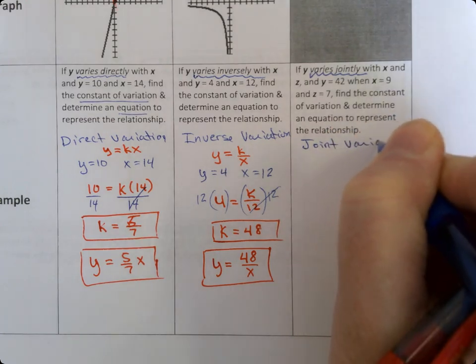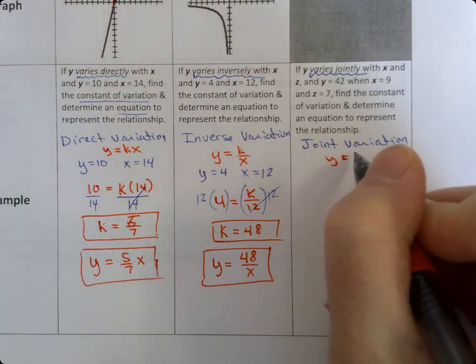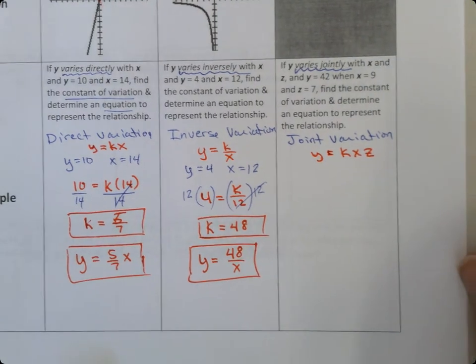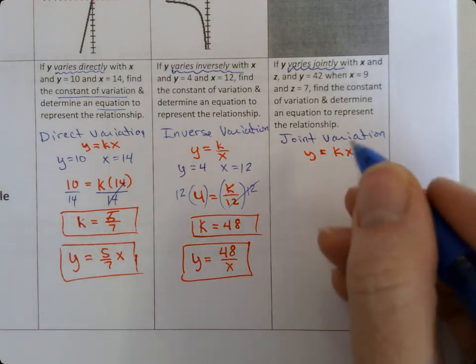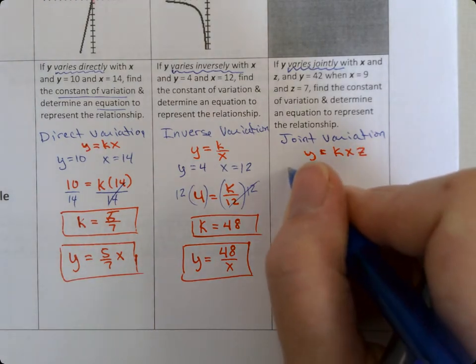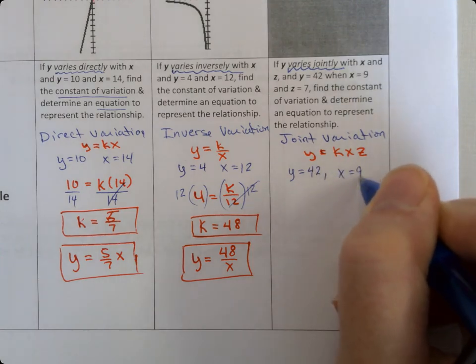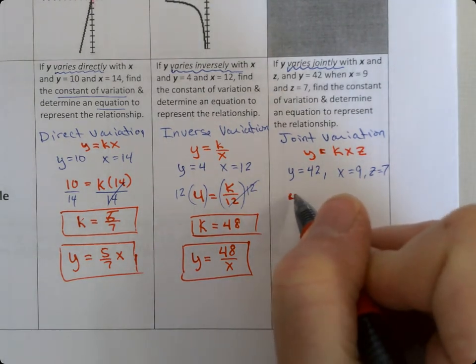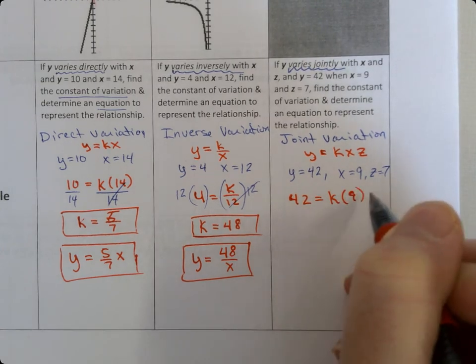This is what they look like. And the equation is y equals kxz. Now the order doesn't matter. It's just we normally write it with the k first and then xz. What do we know? Well, they told us y first, which is 42. They told us x is 9. And z is 7. You don't have to rewrite it, but I want to make sure we knew where those numbers were coming from. So 42 equals k, we don't know that, times 9 times 7.